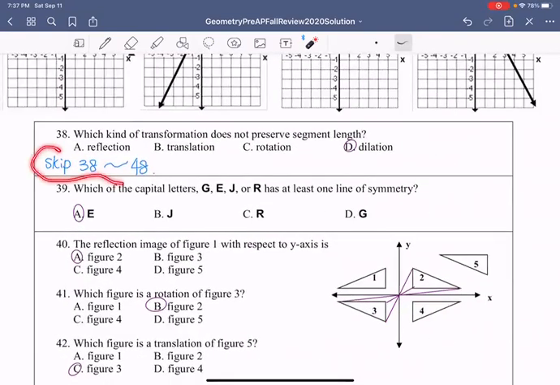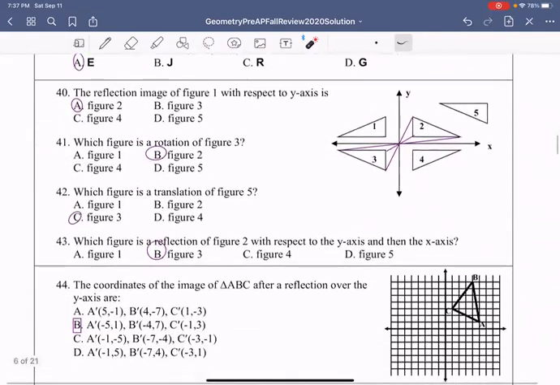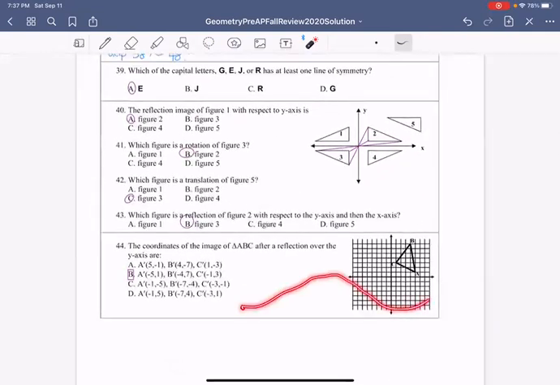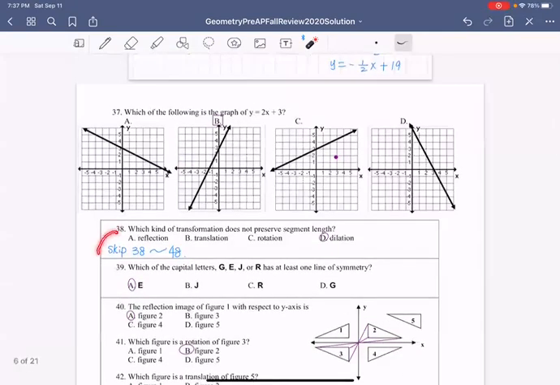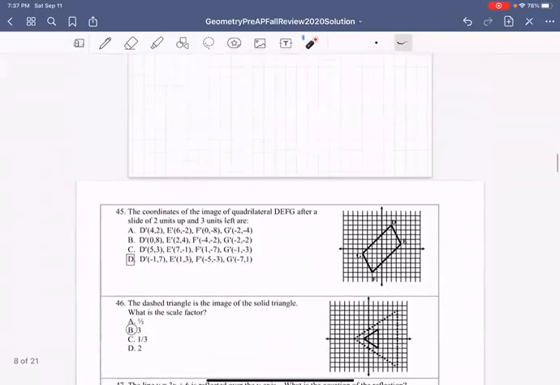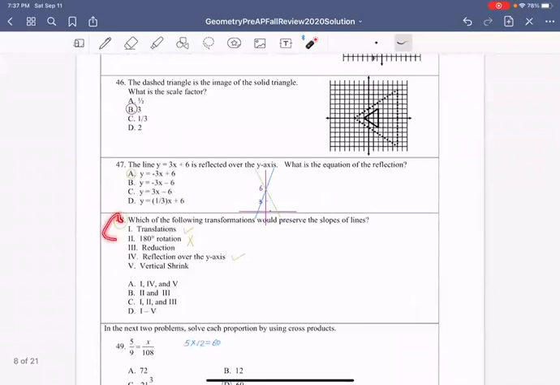Skip from 38 to 48 because we haven't learned the transformation stuff, rotation stuff yet, okay? So for today's homework, don't do 38 up to 48, okay? We will hold on those questions until later.